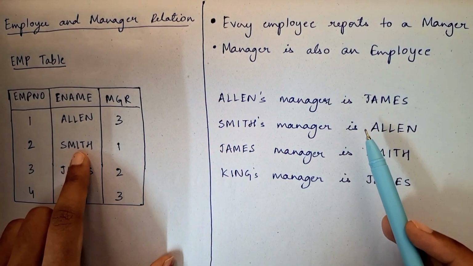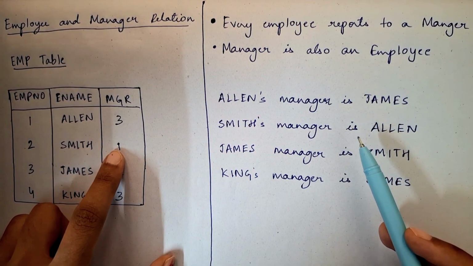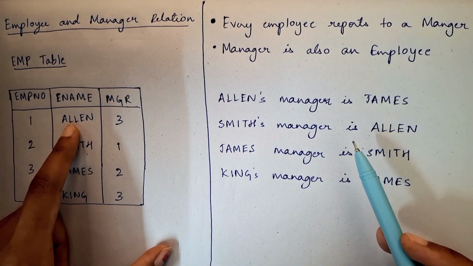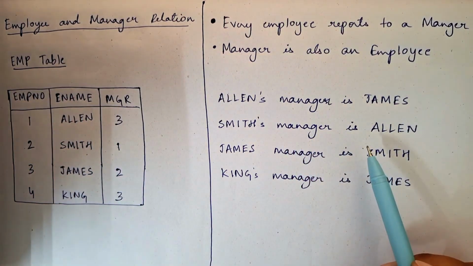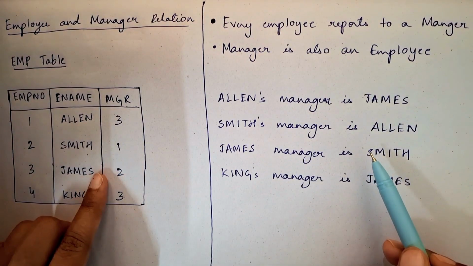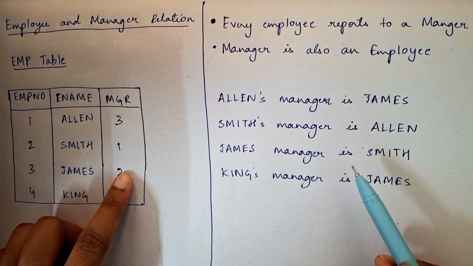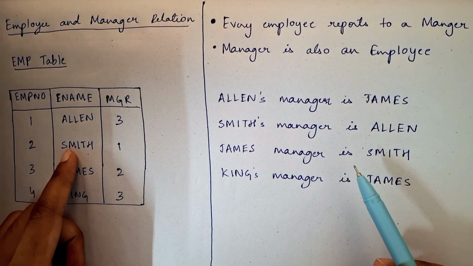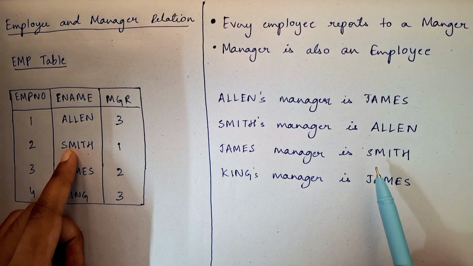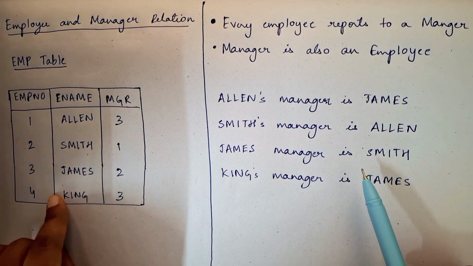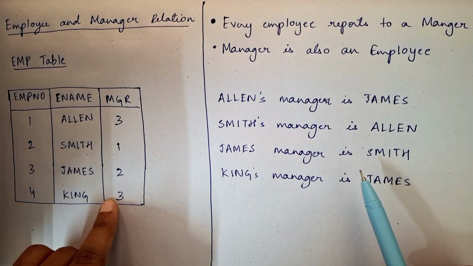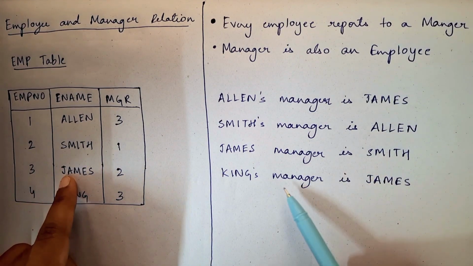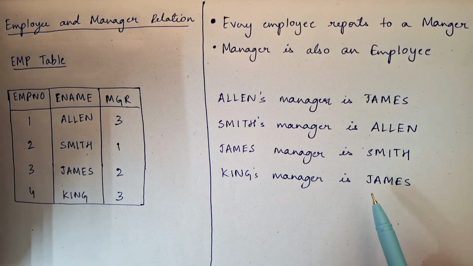Now, take Smith. Smith has MGR 1. If you check employee number 1, that is Alan. So, Smith's manager is Alan. Now, take James. James has MGR 2. If you check employee number 2, that is Smith. So, James' manager is Smith. Now, take King. King has MGR 3. If you check employee number 3, that is James. So, King's manager is James.